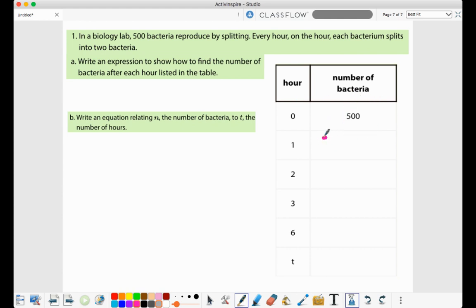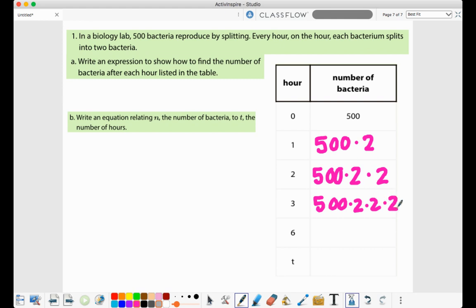Now we know that at hour number 1, it's splitting. So we're going to multiply it by 2. We had 500, they're all splitting. We're going to multiply by 2. In the next hour, we're going to take what we got from this one and multiply by 2 again. After that, we take 500 times 2 times 2, whatever we got from number 2, and we're multiplying what we got by that times 2 again.